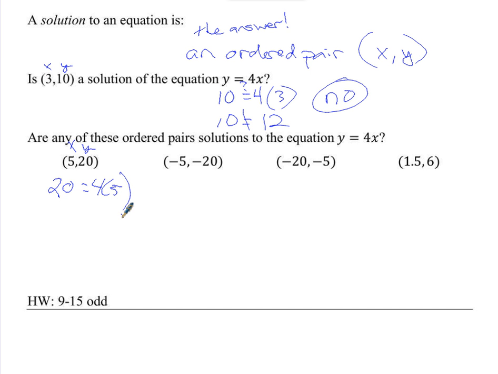So when I simplify that, on the left I get 20, on the right I get 20. Is that a true statement? Yes. That's what I want, right? Equals. So the answer here is yes. Second one, -5 and -20. What do I do?